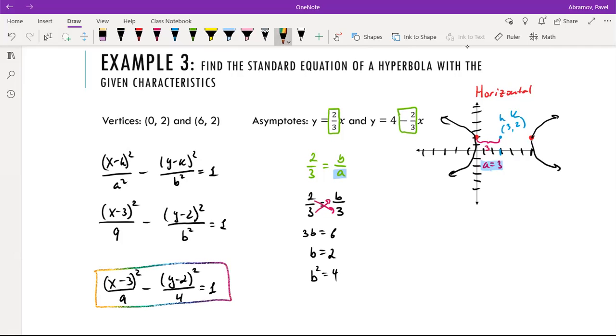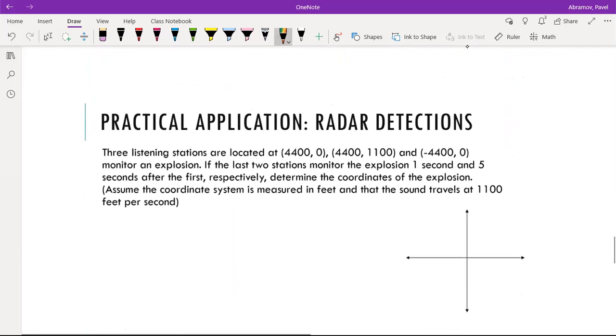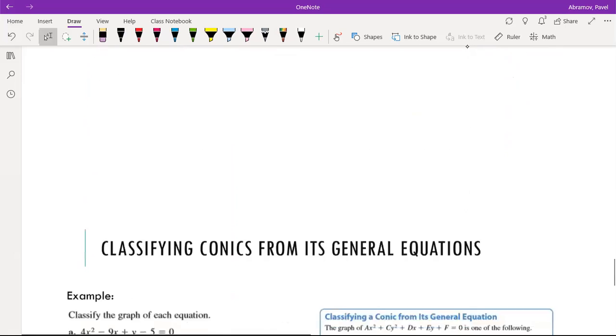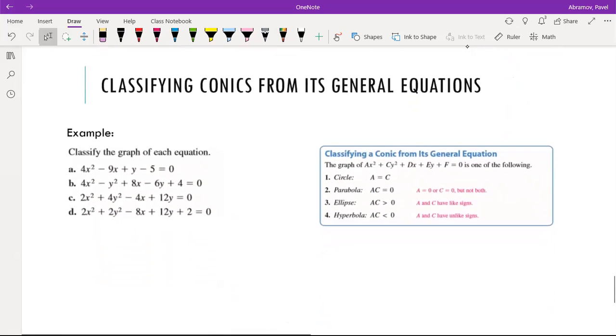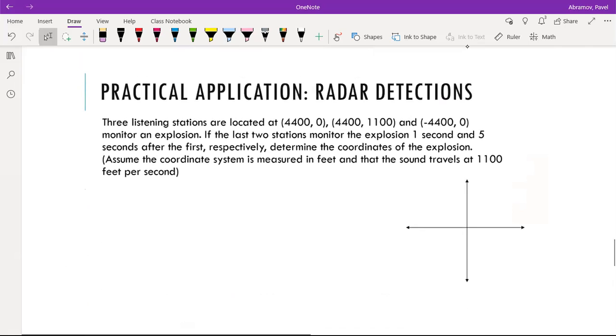Okay, we have one more thing which we need to discuss about the practical applications of hyperbolas, and we need to discuss how to classify all of the four different types of conic sections that we've discussed from just looking at the equation, and then we will be finished. So please watch part 3 of the video.